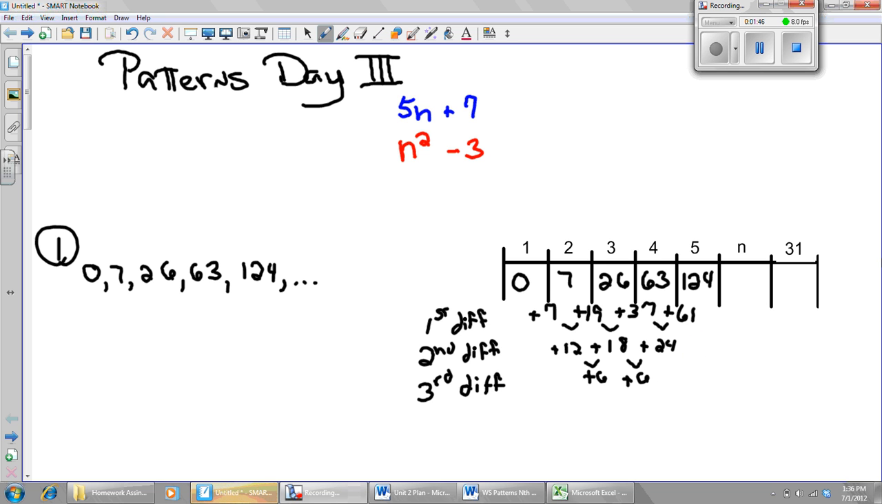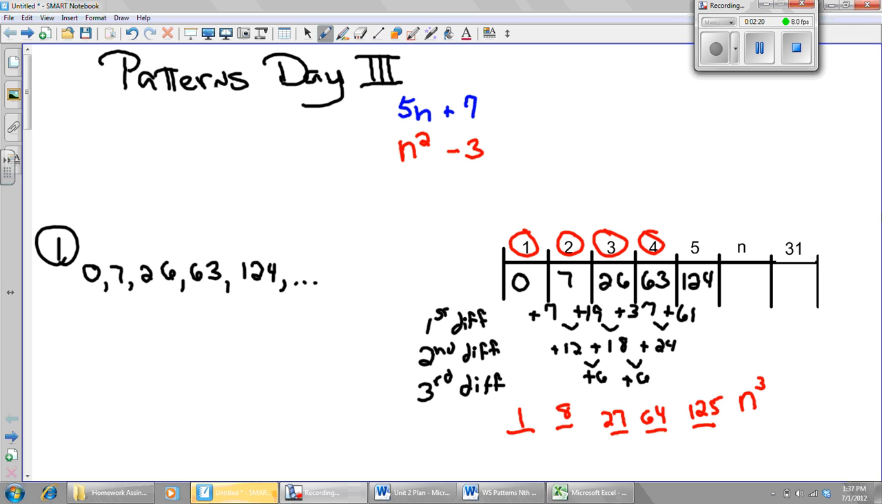So since I'm on the third difference, my exponent is going to be 3. My formula is going to be something like n³. It may be n³ on the nose, or some form of n³ + 7, n³ - 10, something like that. So I'm going to put these numbers in for n and compare them to the original sequence. 1³ is 1, 2³ is 8, 3³ is 27, 4³ is 64, and 5³ is 125.